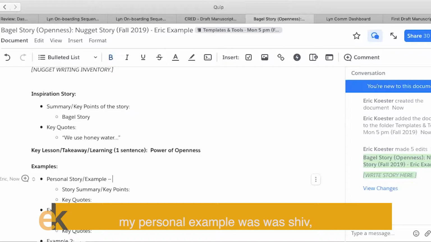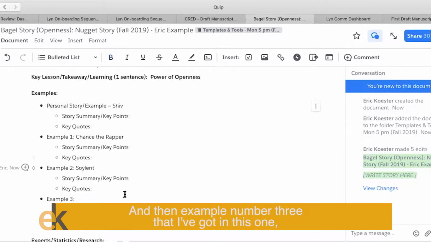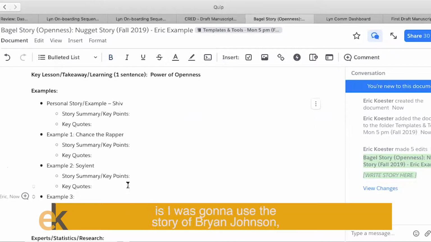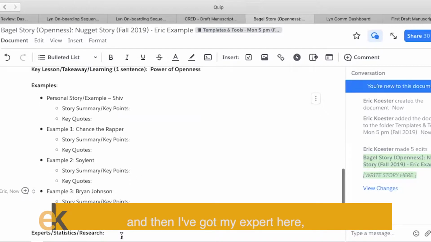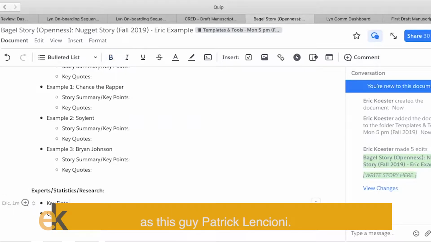My personal example was Shiv. Example 1 was Chance the Rapper. Example number 2 in this case was Soylent. And example number 3 that I've got in this one is I was going to use the story of Brian Johnson. And then I've got my expert here, which I looked at and identified as this guy, Patrick Lencioni.